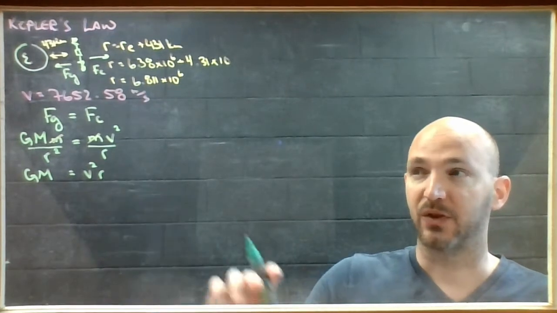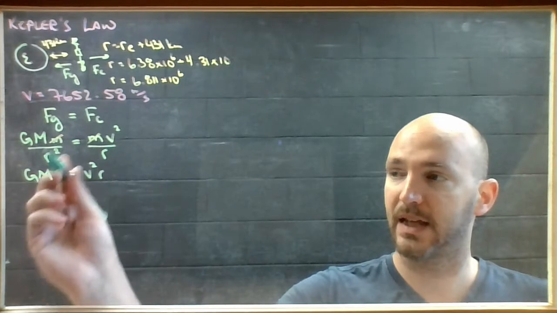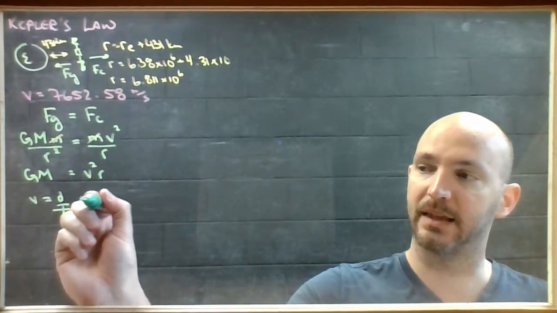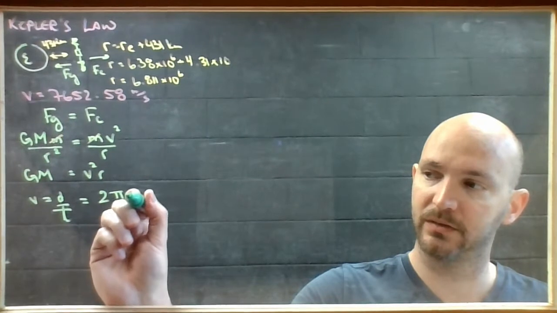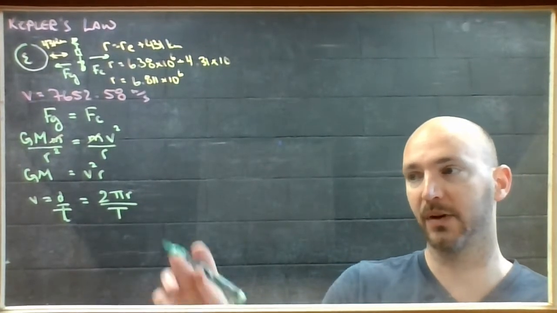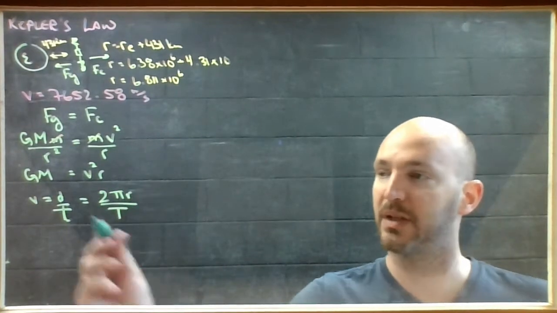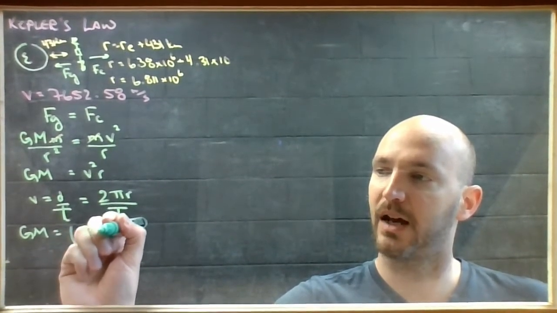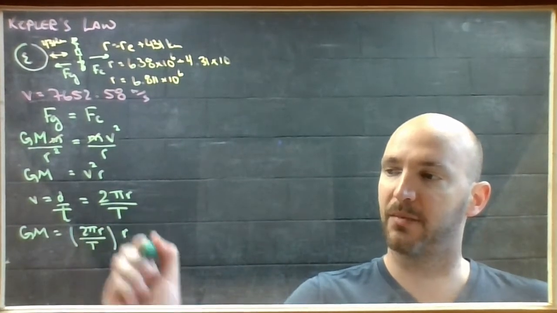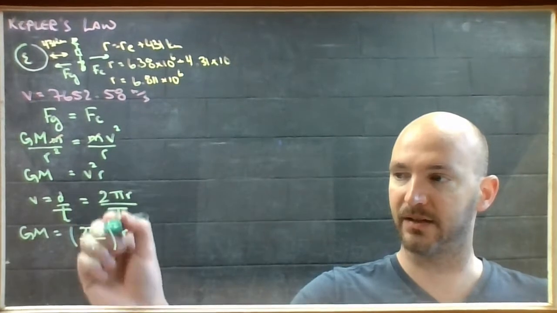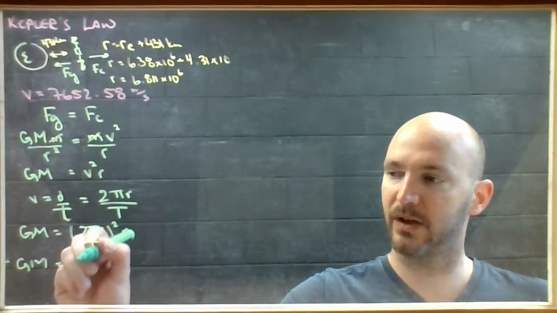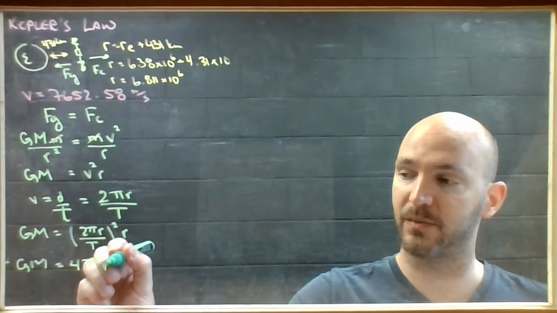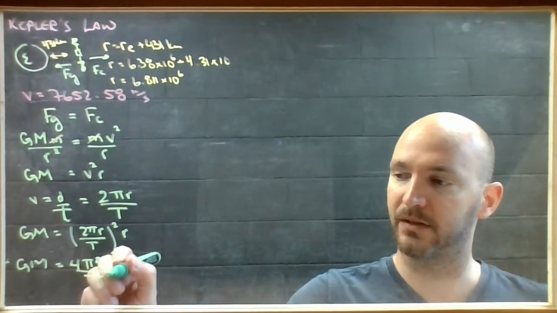Now, speed is sometimes a tricky thing to calculate. So if you were to take speed and remember that speed is distance over time, and that this object is traveling on a circle, I'm going to take this particular expression and I'm going to park it in for the speed. So I get GM equals 2 pi r over T multiplied by r, and this thing is squared because the speed is squared, gives me 2 squared is 4, pi squared is pi squared, r squared multiplied by another r gives me r cubed, and T squared in the denominator, I end up with that thing.